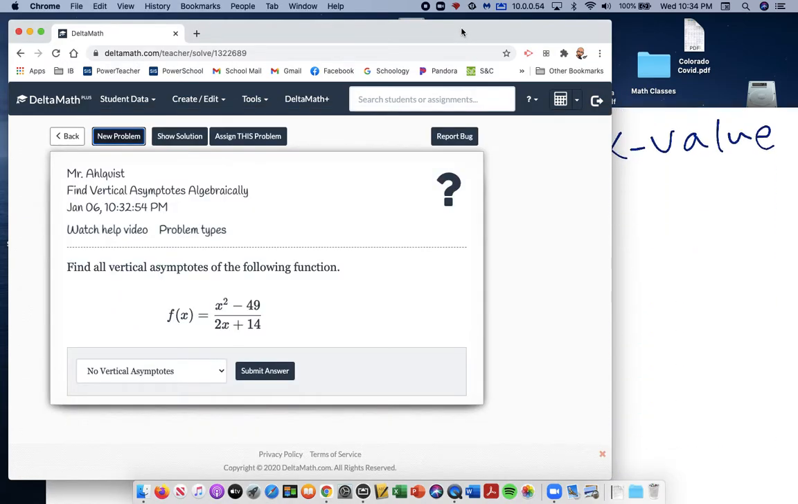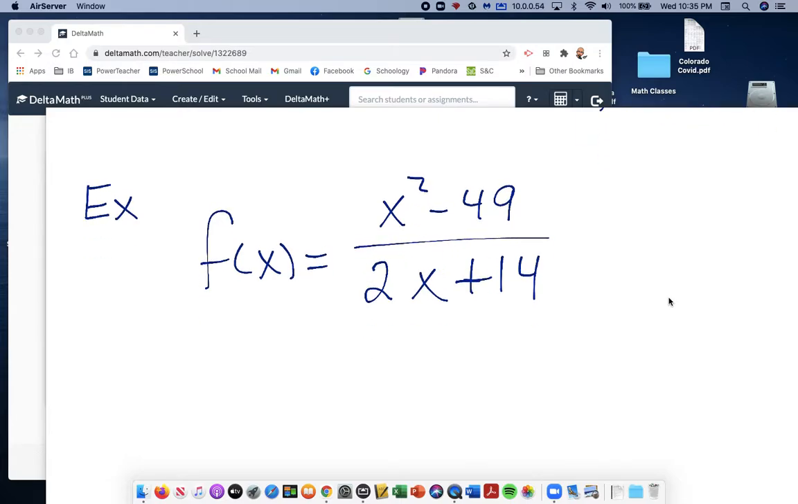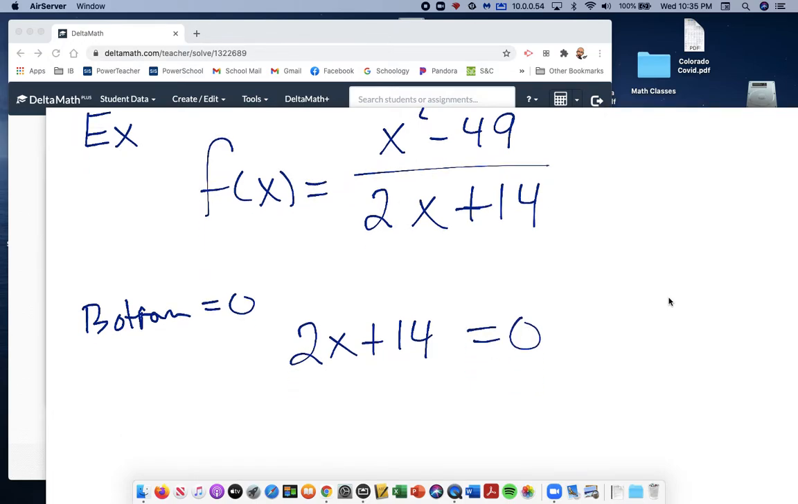So let's take this example right here. We'll do a couple of examples. We have f of x equal to x squared minus 49 over 2x plus 14. Let's make the bottom equal to 0. For the bottom to equal 0, we need 2x plus 14 to equal 0. That means 2x has to equal negative 14, so x has to be negative 7.